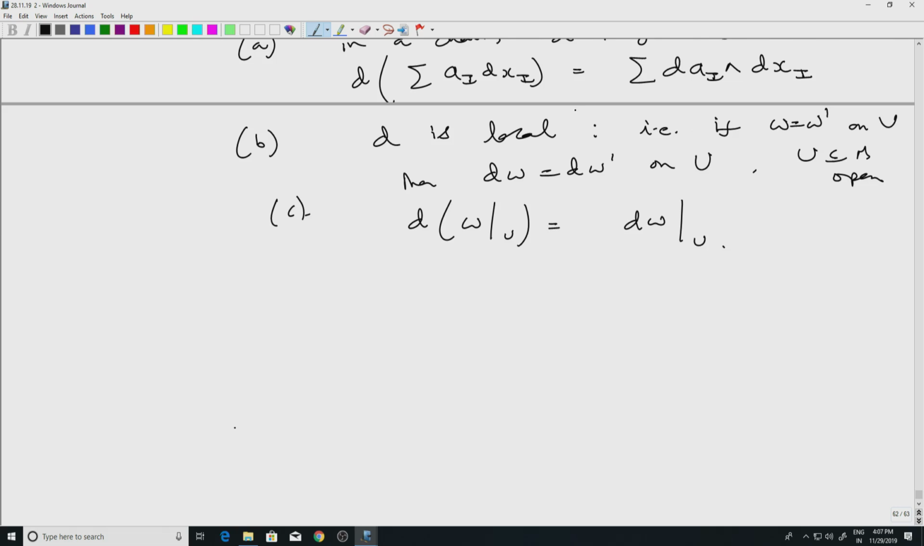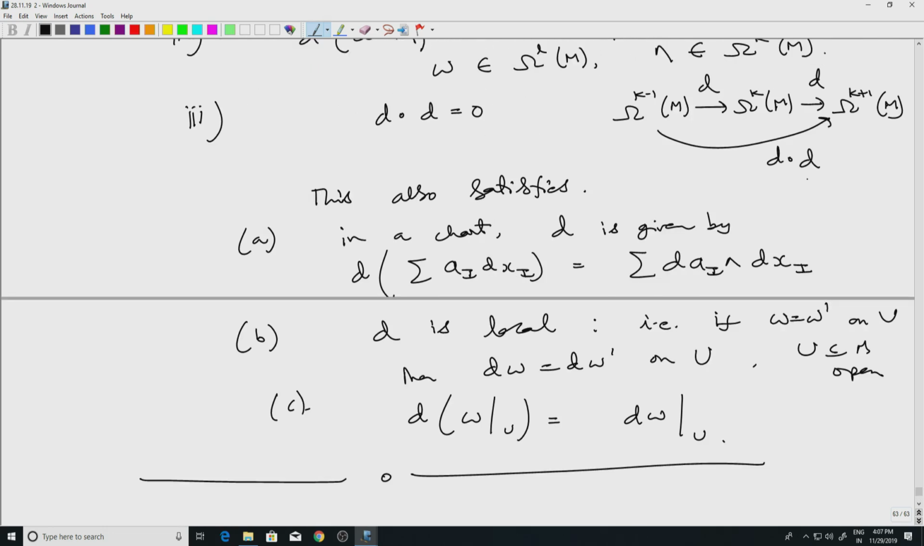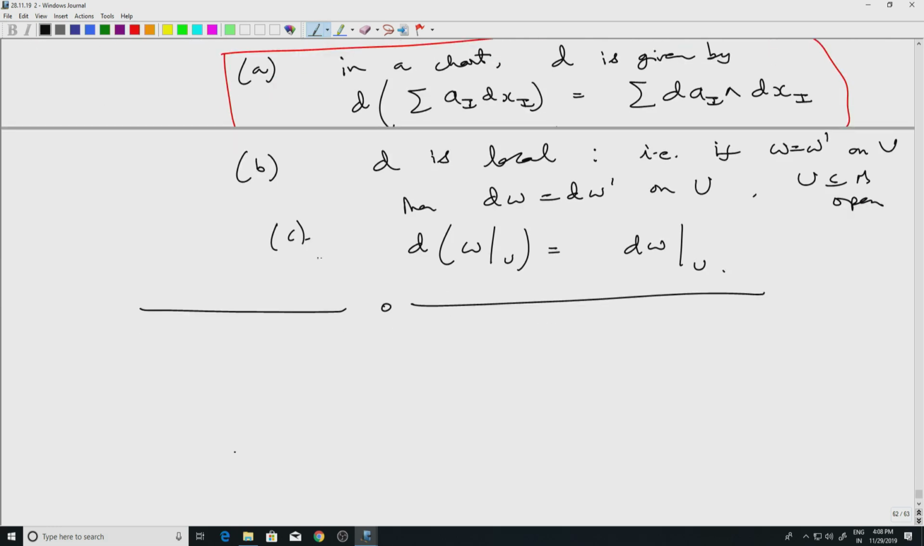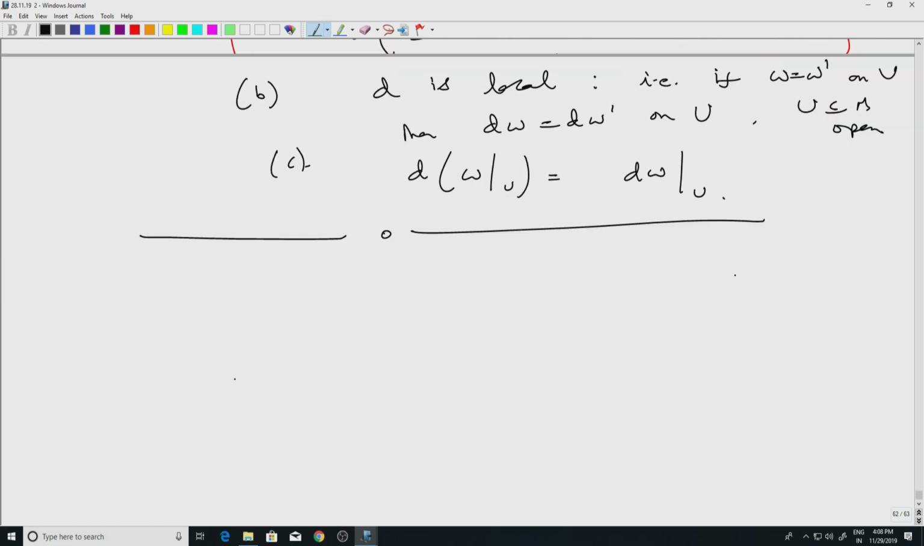Now all this might make d seem a bit abstract, but the key lies in this local expression for d. So in fact, let's use that first to talk about d in R n. So d on open sets U in R n.